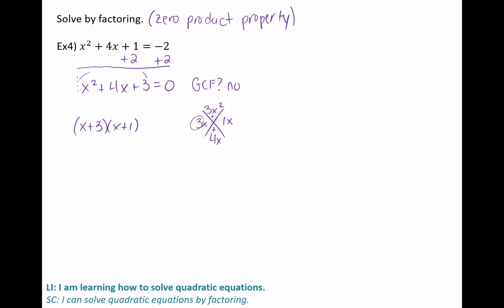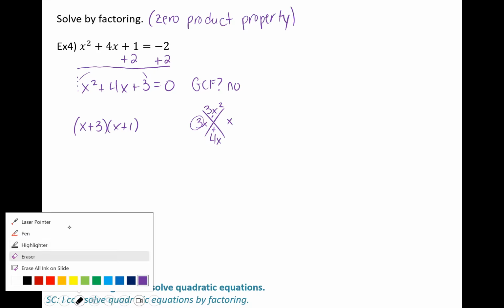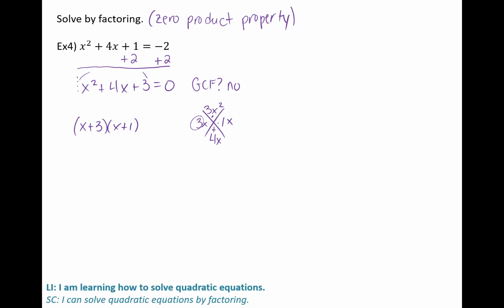Remember, the 3 and the 1 came from right here in my x, those special numbers. And don't forget that this is, sorry if I can get my pen to agree with me here. All right, this is still equal to 0. And this gives us our two things that are multiplied. So I'm going to say one of them for sure has to be 0. So I make each one equal 0 so I can find all the possible answers for x.